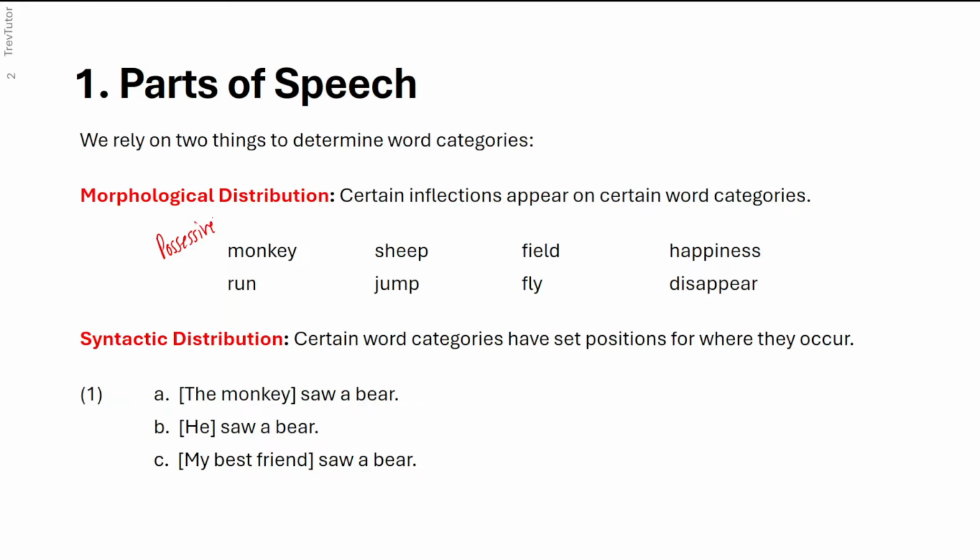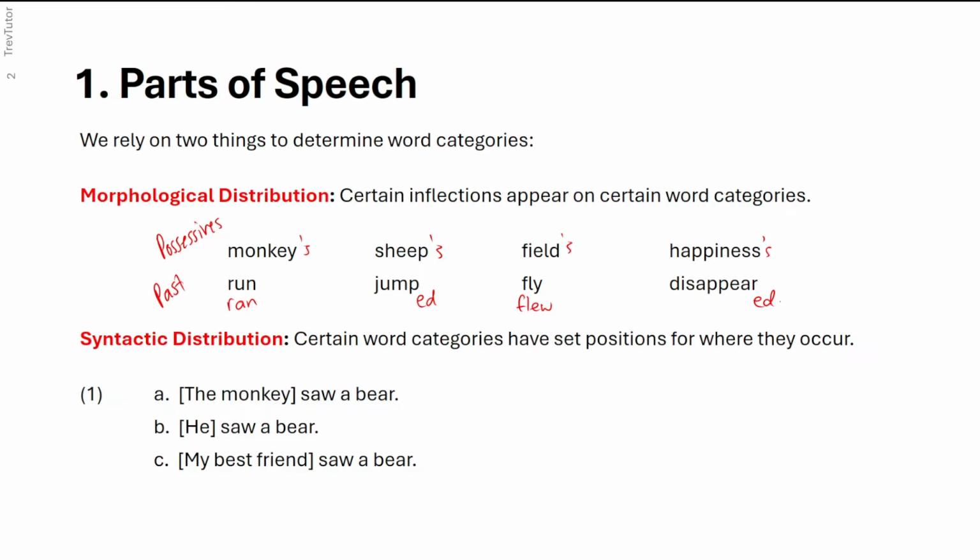So for example, we can say monkey's, sheep's, field's, or happiness's to make the monkey's food, the sheep's field, the field's flowers, or happiness's ultimate desire, something like that. While in the case of the second row, these can all take past tense. So run can be ran, jump can be jumped with an -ed, fly would be flew, and disappear could also take an -ed. Because these categories take different inflections and we can't mix and match them, these are going to be different categories in our lexicon.